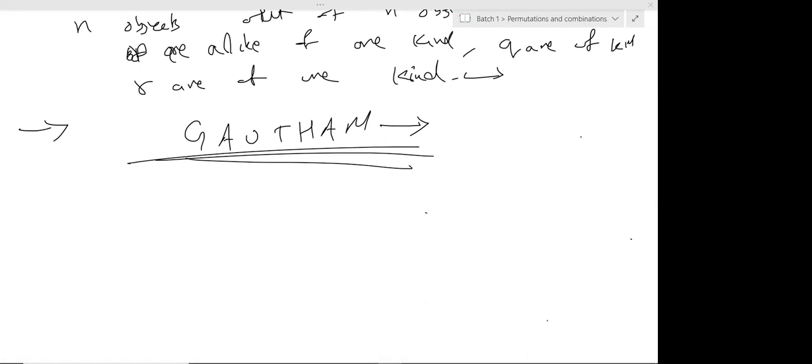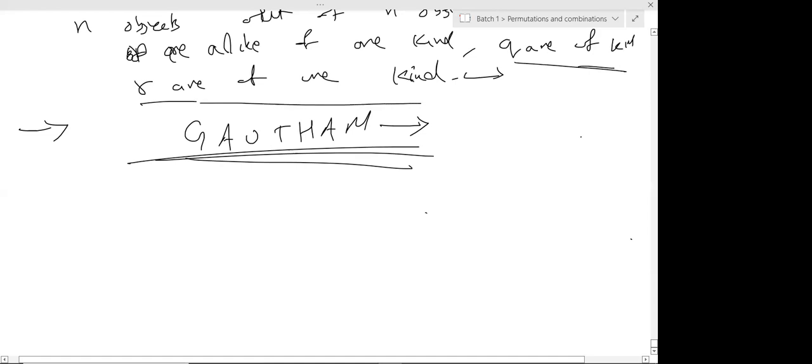Right, Shavya, 7 factorial. Gotham, can you answer? So what is that? Q are of one kind and R are of one kind. All right. So this is very easy. 4 letters, 4 factorial, 5 letters, 5 factorial. Here, how many letters? 7 letters, 7 factorial, right?